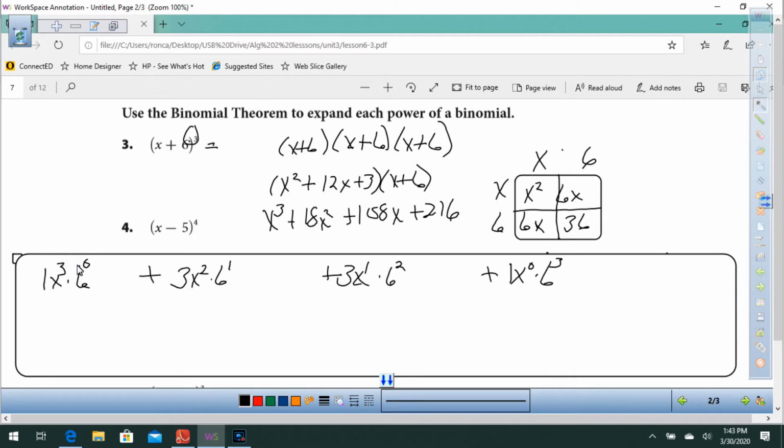So what does this do? 3 plus 0 is 3. 2 plus 1 is 3. 1 plus 2 is 3. 0 plus 3 is 3. So there we go. Now we just got to do the arithmetic. Well, 6 to the 0 power is 1, so we have just x cubed. Here we have 3 times 6, that's 18, x squared. And then 6 squared is 36 times 3.